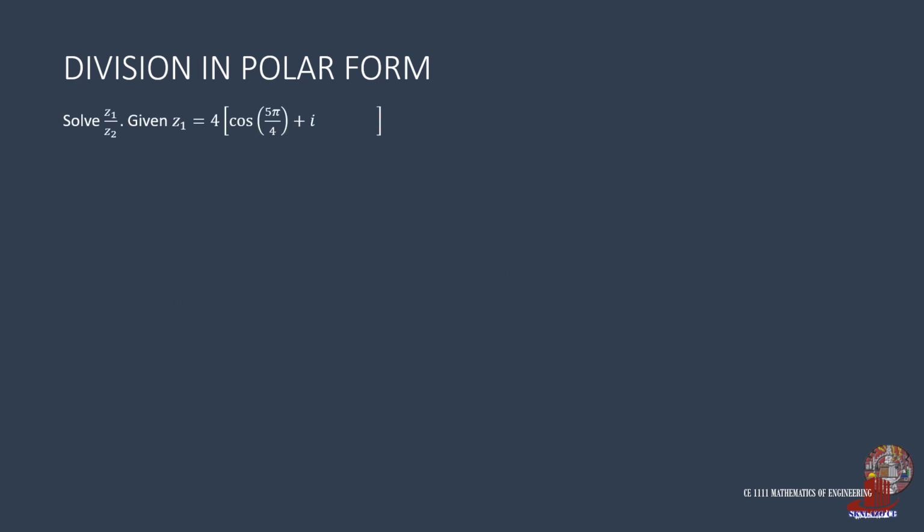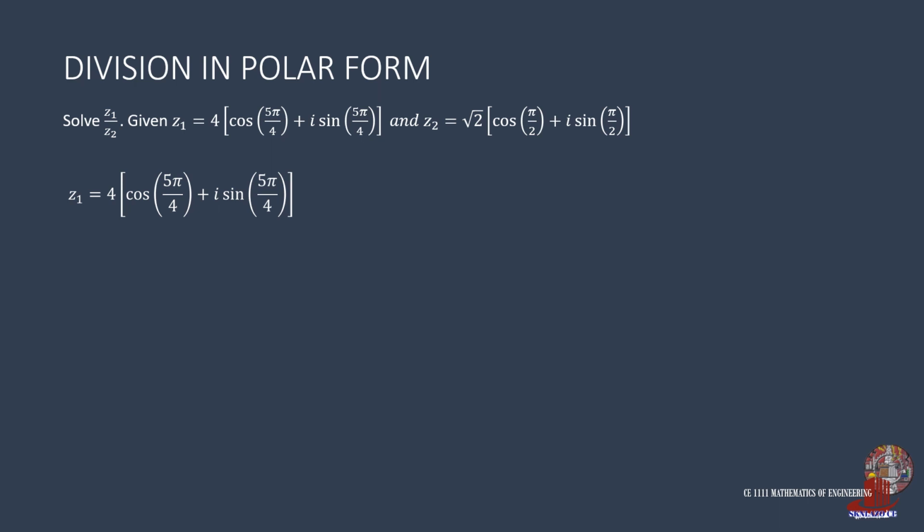Another example has the first complex number as 4 cosine of 5 pi over 4 plus i sine of 5 pi over 4. The second complex number has root of 2 times cosine of half of pi plus i sine of pi over 2. From the first complex number, r is 4, and theta is 5/4 of pi. From the second complex number, the absolute value is root of 2, and the argument is half of pi.